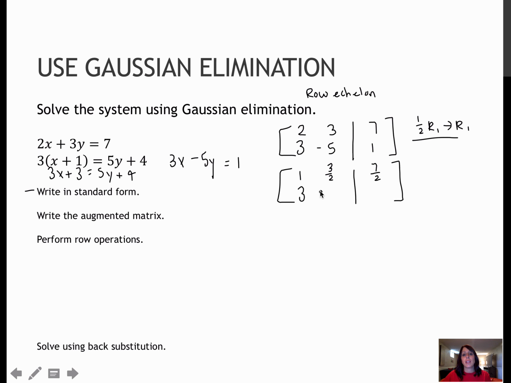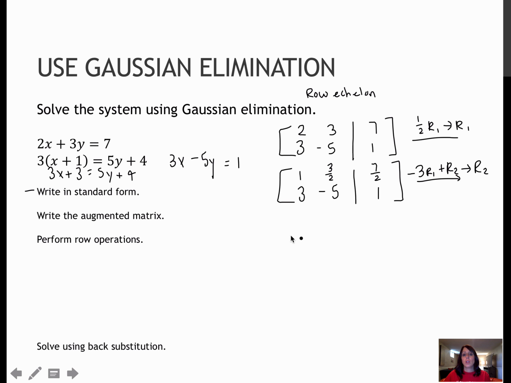Notice I didn't do anything on that step to row 2. So I did half of row 1 and replaced it into row 1. Now what I want is to have a 0 here. We'll worry about this one in a little bit, but I really want this to be a 0. Because I have a 1 here, if I took negative 3 times row 1, that would give me a negative 3 on top. I'm going to add that to row 2, and make that my new row 2.